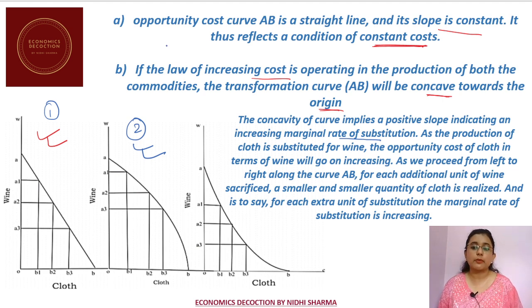Now, the concavity of the curve implies a positive slope indicating an increasing marginal rate of substitution. As the production of cloth is substituted for wine, the opportunity cost of cloth in terms of wine will go on increasing. As we proceed from left to right along the curve AB, for each additional unit of wine sacrificed, a smaller and smaller quantity of cloth is realized. This is to say, for each extra unit of substitution, the marginal rate of substitution is increasing. And thus we get the concave shaped PPF due to increasing costs. So the opportunity cost is increasing.